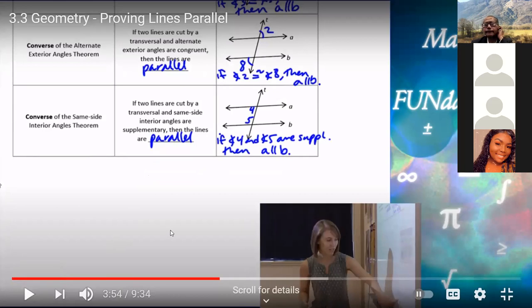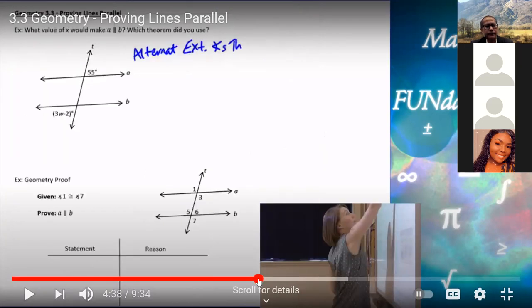Okay, so lesson 2 is talking about the converse of the theorems in lesson 1. Okay, so like if you have same side interior angles supplementary, then the lines will be parallel. Okay, let me see what is the next one. Yeah, so the next one is talking about the problem here.